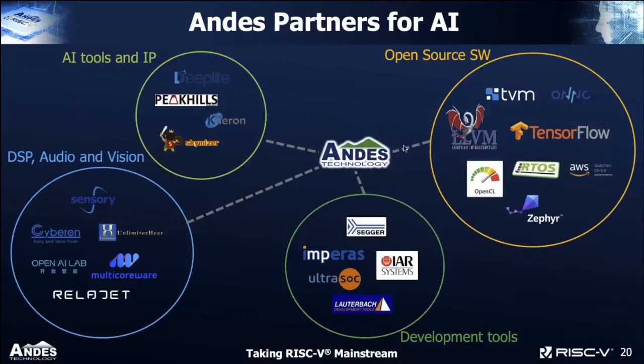Okay, so what are we doing overall for AI? We're working with many partners in the DSP, vision, and audio space. We're working a lot on tools for AI tools and IP. We have development tool partners who give us simulators, hardware monitoring, and development tools. And on top of that, we're working very heavily with the open source community in terms of operating systems, middleware, and low-level compilers as well. So AI applications are very well supported.